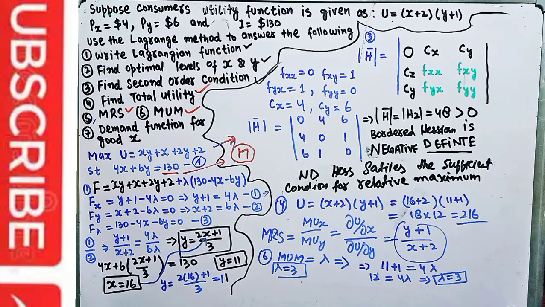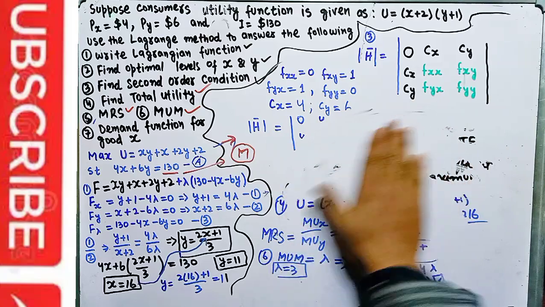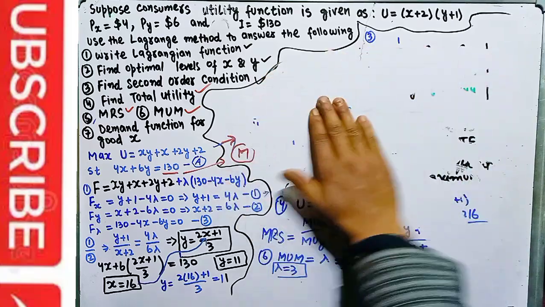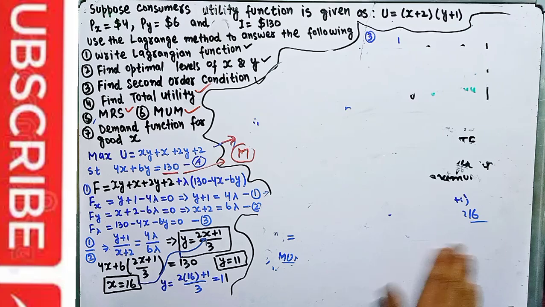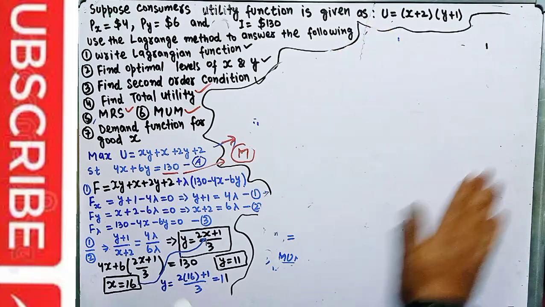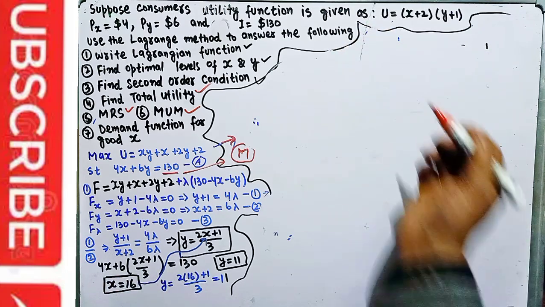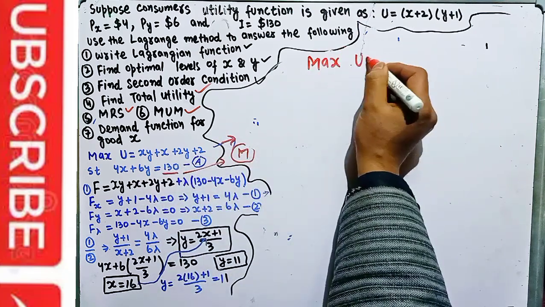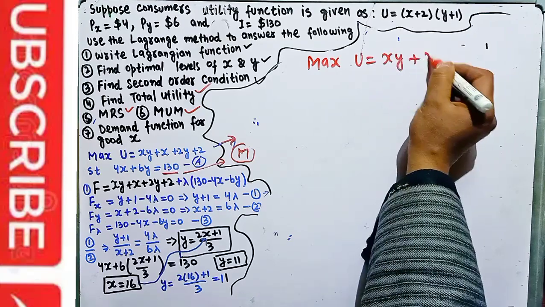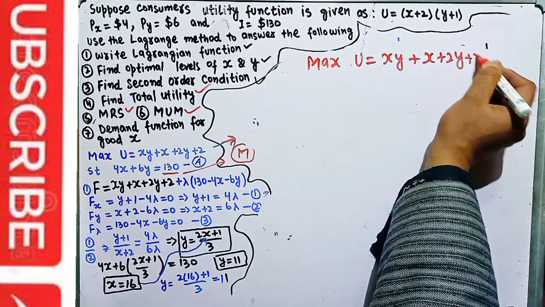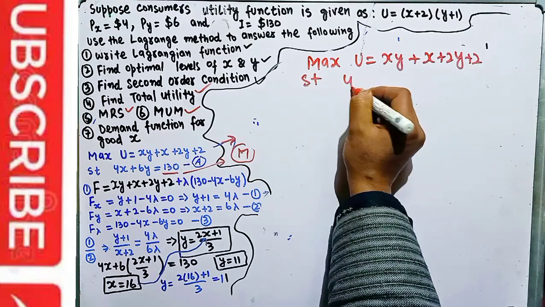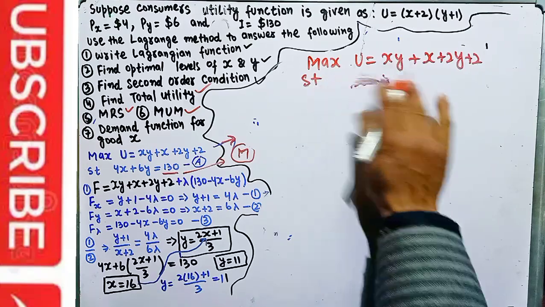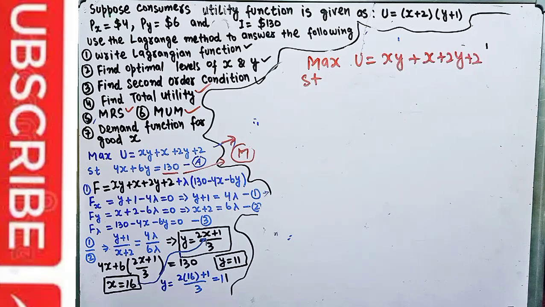Now the seventh question tells us to find out the demand function for good x. For that, I need to rub this out to solve the last part. So we want to maximize the utility function u equal to xy plus x plus 2y plus 2, subject to the constraint 4x plus 6. No, we don't need this to find the demand function for good x.